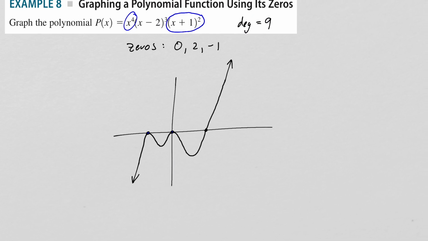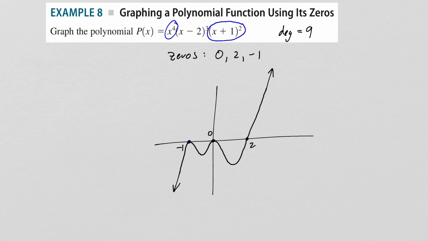Now, this may not be a perfect graph. For example, we don't really know how far this comes down exactly, or how far this one comes down. You could always plug in additional points if you want more information. So you can plug in values in between 0 and negative 1, or in between 0 and 2. But this gives us a reasonable picture.